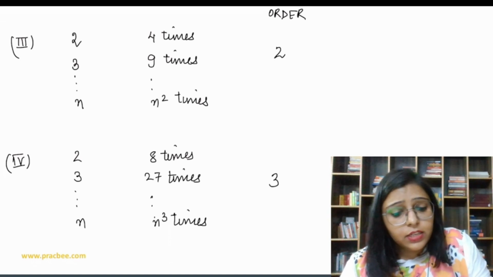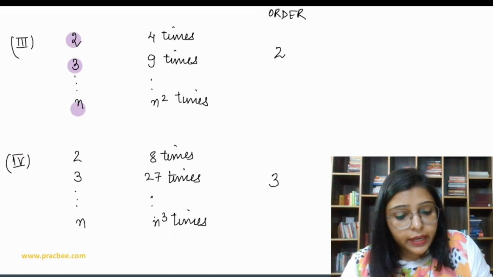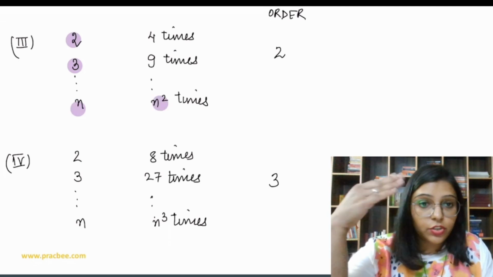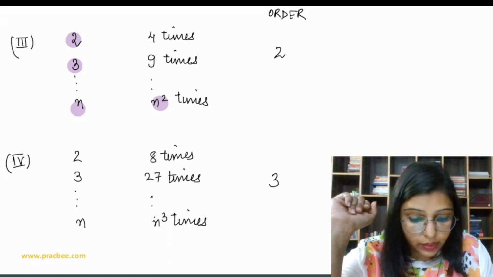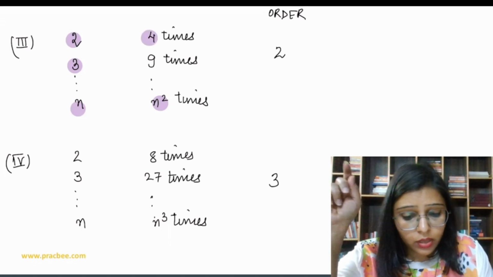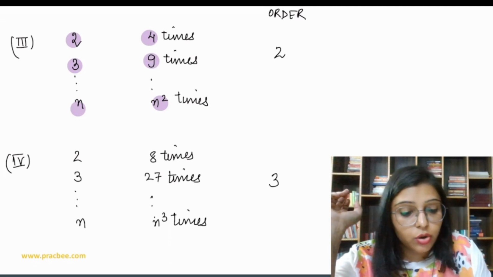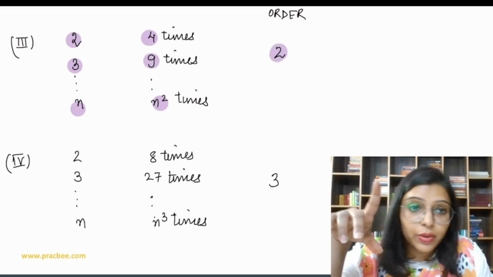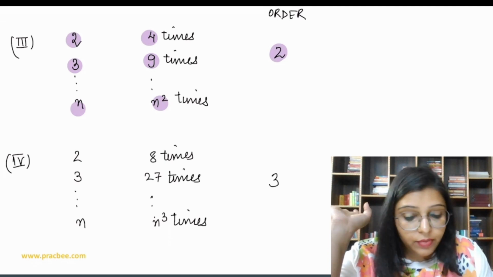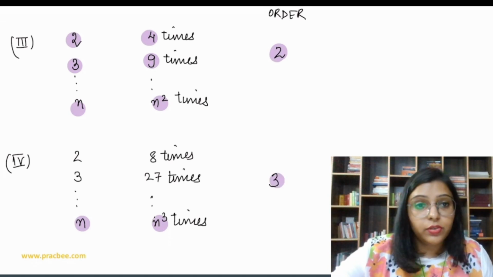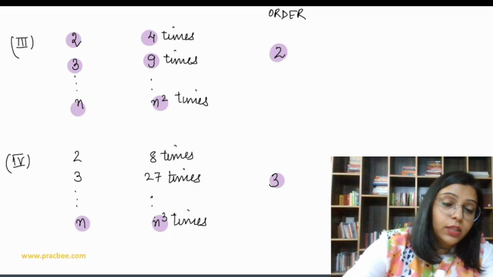If the concentration changes 2 times, 3 times or n times, and the rate changes n square times, right? So if the concentration changes 2 times but the rate changes 4 times, or the concentration changes 3 times but the rate changes 9 times, then the order is going to be 2. So n square times, the order is 2. If the concentration changes n times and the rate changes n cube times, then the order is going to be 3.